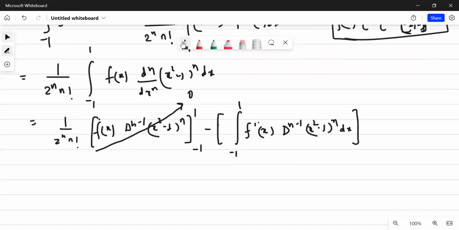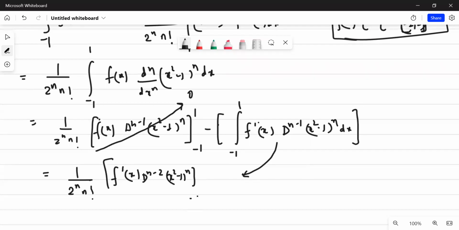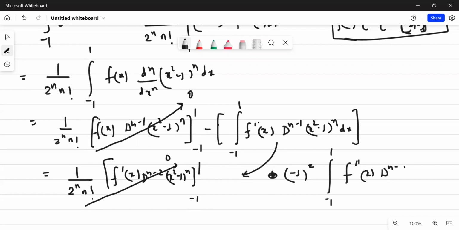Again, if you take this step, what you'll get is a constant. I'm not that much concerned about it. So this will be like f', and then it will be the (n-2)th derivative of (x² - 1)^n from -1 to +1. Again, it will go to 0. And now you have minus plus here. So I'll write (-1)² here. Integration -1 to +1. Instead of f', now you have f''(x) dx, and then you have the (n-2)th derivative of (x² - 1)^n dx.